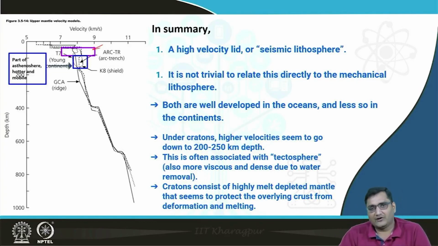And underneath cratons, higher velocities seem to go down to around 200 to 250 kilometers depth for the lithosphere, and this is also sometimes associated with the tectosphere, which is considered to be more viscous and dense due to the removal of water. And cratons consist of highly melt depleted mantle that seems to protect the overlying crust from deformation and melting.